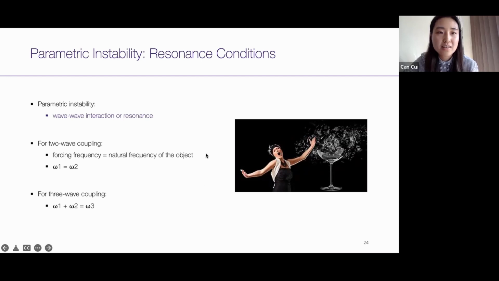In our study, the parametric instability is for three-wave coupling. So the sum of the frequencies of the first two waves equals the third wave. Or, more strictly speaking, you can have both plus or minus signs in front of these omegas.